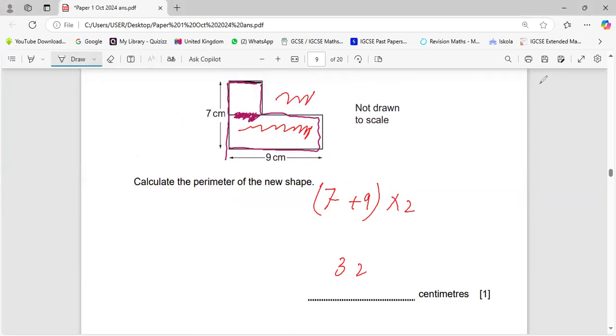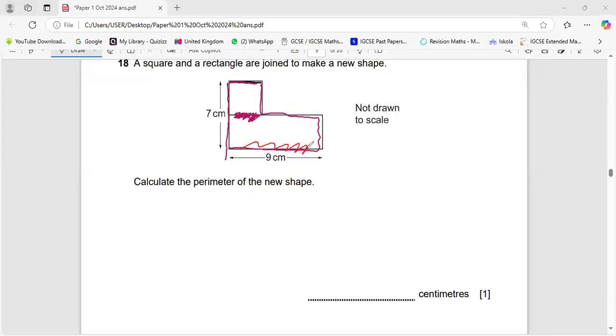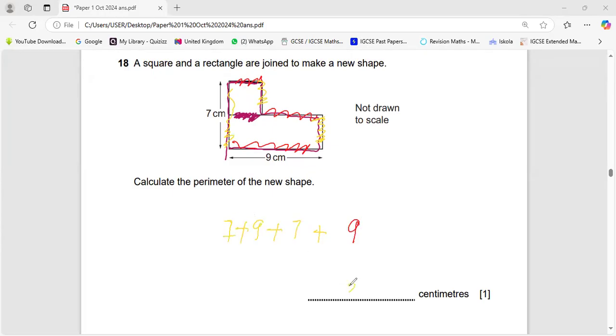Here again, this one and this one and this one. It's going to be the same 9, and vertically we make it yellow. This one and this one, if you add them, you get a 7. You add 9 plus 7 and also 9 plus 7, we get 32. What is the meaning of perimeter of shape?